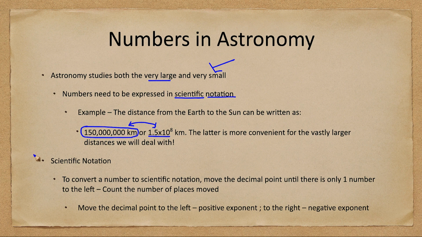So how do we convert a number into scientific notation? Well, what we do is we move the decimal point until there is only one number to the left, and you count how many places you had to move it. And if you move the decimal point to the left, you get a positive exponent. And if you move it to the right, you get a negative exponent. So whether this exponent here is positive or negative depends on the direction that you had to move that decimal point.